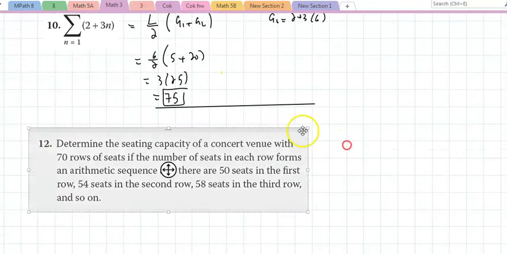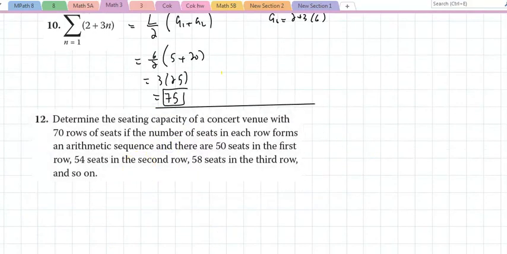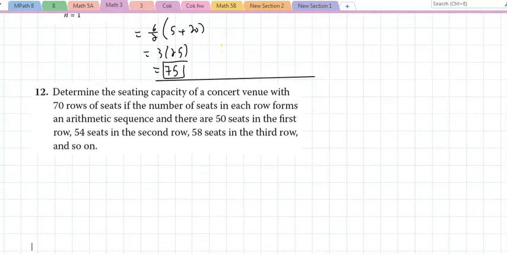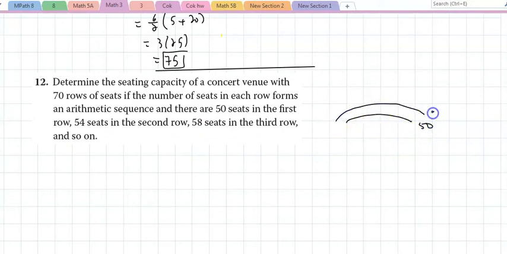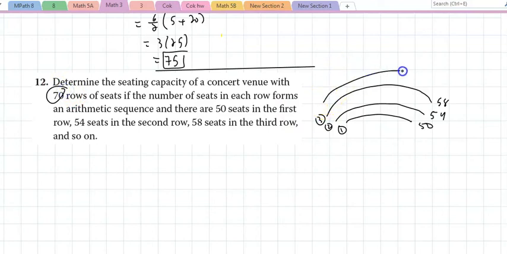Here's a problem. Let's see if we can do this. One application. Determine the seating capacity of a concert venue with 70 rows of seats. If the number of seats in each row forms an arithmetic sequence and there are 50 seats in the first row. So the first row has 50 seats. The second row is a bit wider. It could hold 54 seats. And the third row can hold 58. This is row 1. This is row 2. This is row 3. We have 70 of these rows.